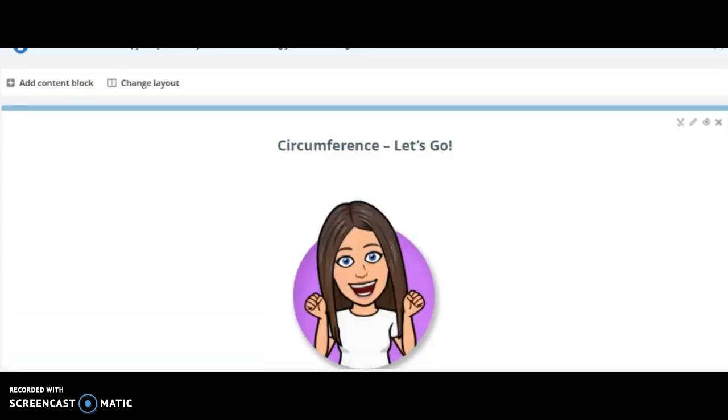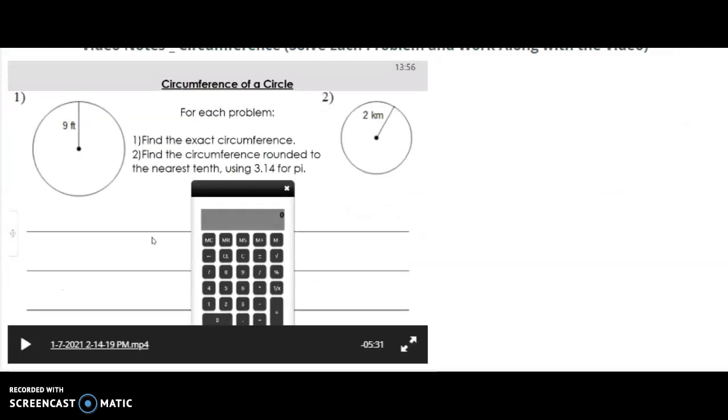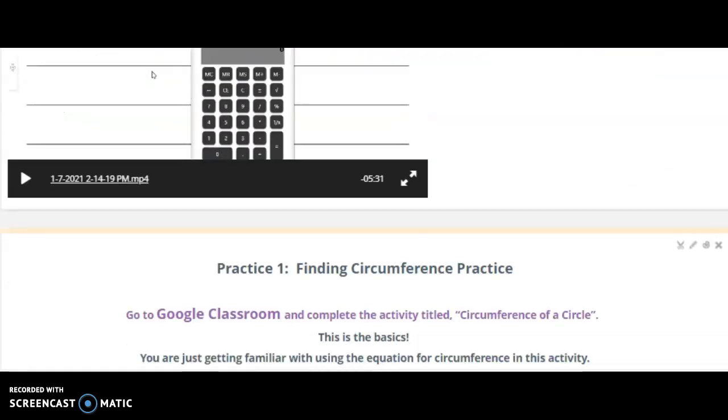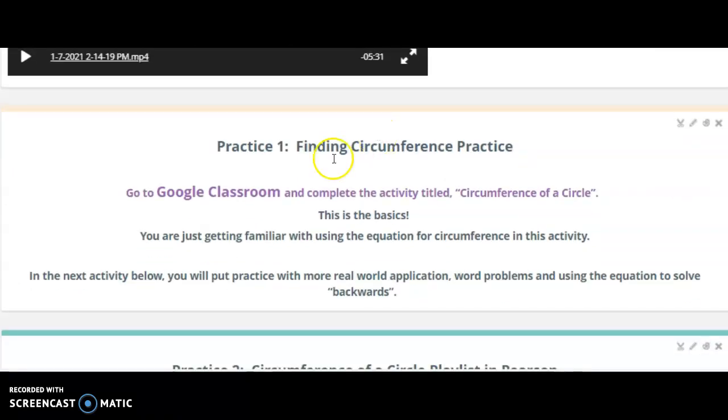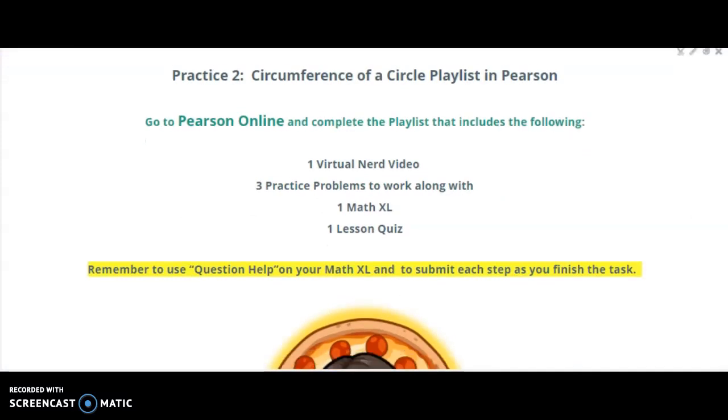Okay, let's look at step 2. We're going to focus on circumference. So you have, again, video notes, and there's some good sample problems here that you'll follow along with, showing you how to use your circumference equations. Then you have practice. You will go to Google Classroom and complete the activity titled Circumference of a Circle. So this is just the basics. It's just getting you really comfortable with using the circumference equation.